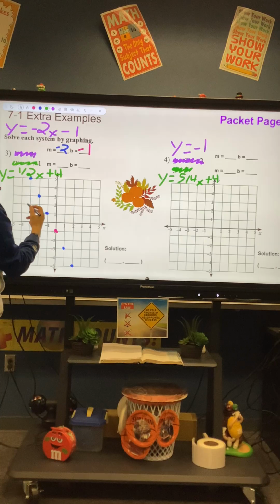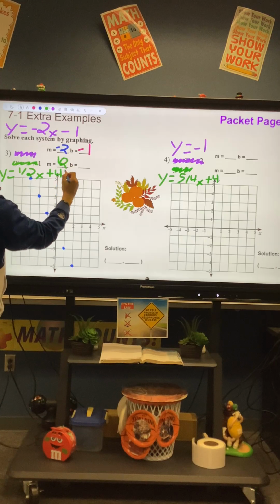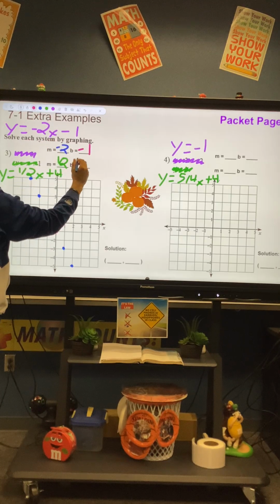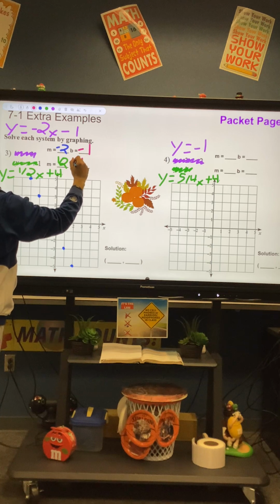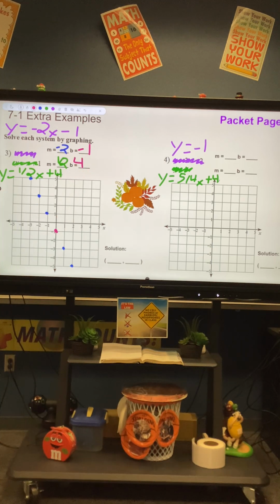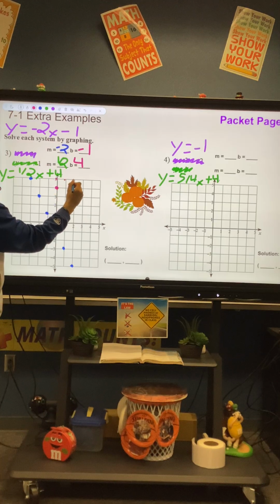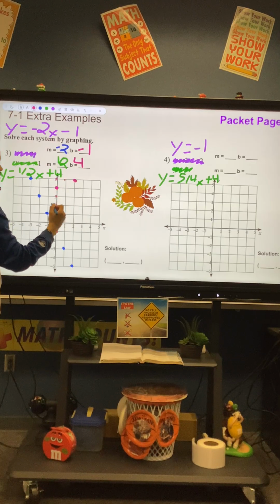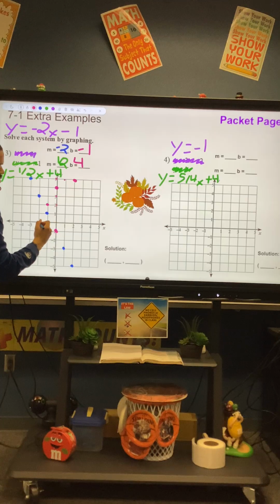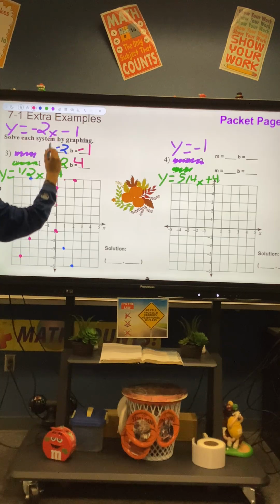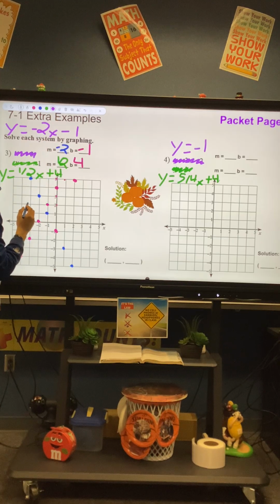My second graph, I have my M value of 1/2 and a B value of +4. So from there, I go to my point 0, 4 because of my B value. And my slope tells me I can find another point at up 1 over 2. But for here, I'm going to go down like this. Graph both my lines.